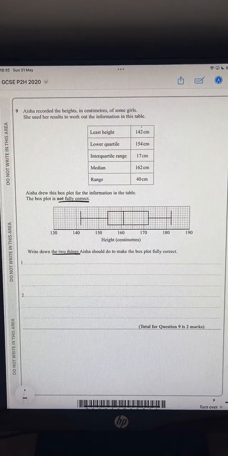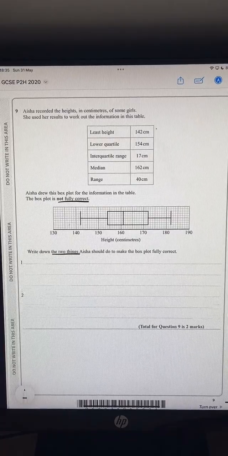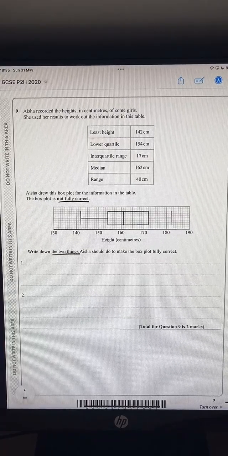So we've got to find out what 2 mistakes she made. So basically, literally just look at the values we have here and then just try and match them up. So the least height is 142. Here, 142 is there. Does that make sense?